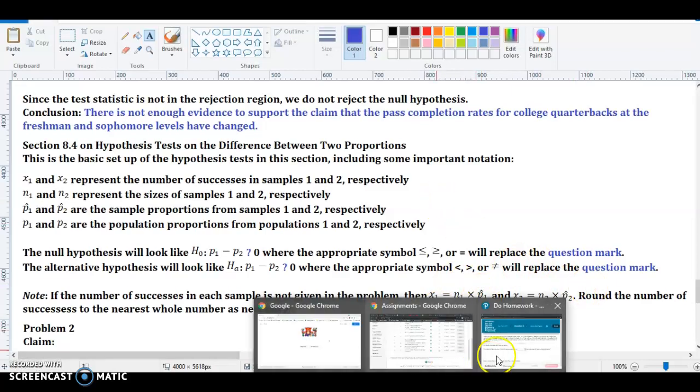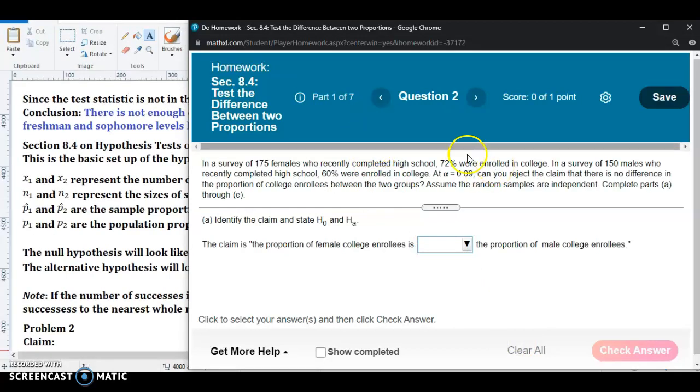Okay, so we're going to look at problem 2 from the homework in section 8.4. And the problem says, in a survey of 175 females who recently completed high school, 72% were enrolled in college. In a survey of 150 males who recently completed high school, 60% were enrolled in college. Okay, so at a significance level of 0.09, can you reject the claim that there is no difference in the proportion of college enrollees between the two groups? And we're going to assume that the random samples are independent.